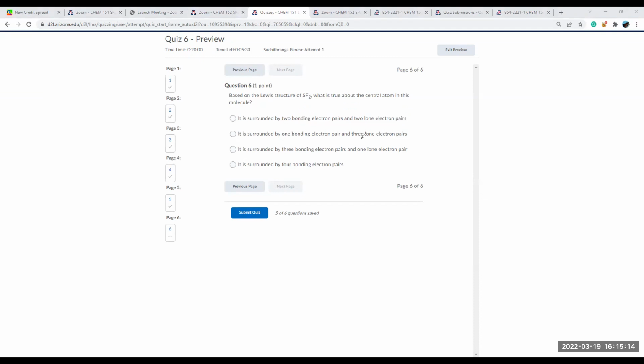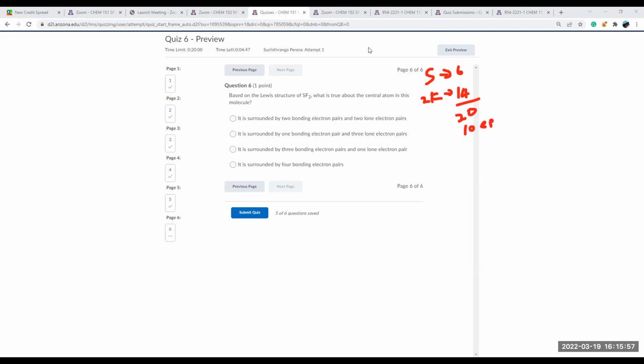Based on the Lewis structure of SF2, the first thing is to draw the Lewis structure. So again, if you start from the basics, sulfur has 6 valence electrons, fluorine has 7 valence electrons, and I have 2 of them. Altogether we have 14 coming from 2 fluorine atoms, so we have 20 electrons. That means 10 electron pairs.